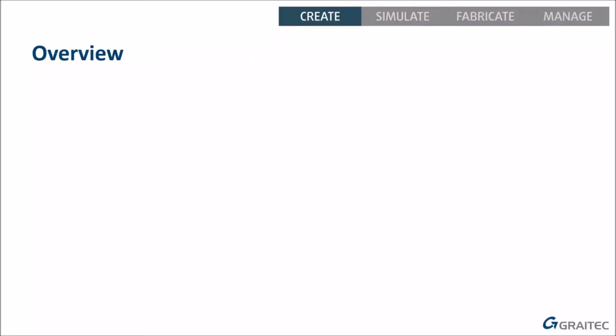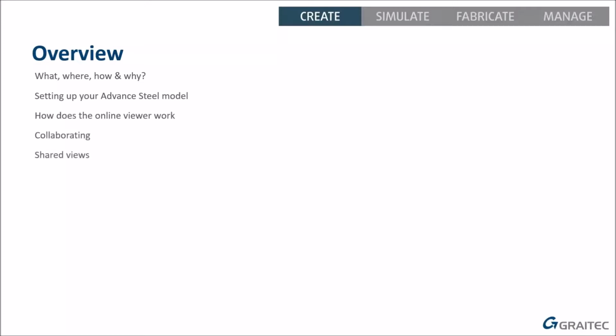So what are we going to look at today? We're looking at sharing our advanced steel models, and we're going to be looking at sharing it using the Autodesk online viewer and then shared views. So we're going to look at what it is, where we find it, how we upload things, and why we actually use it. We'll look at what we need to do to our advanced steel model. Then we'll look at how the online viewer works. We'll look at different ways of collaborating and sharing things with people and what can be done. Then we'll look at shared views, and then finally we will look at QR codes.